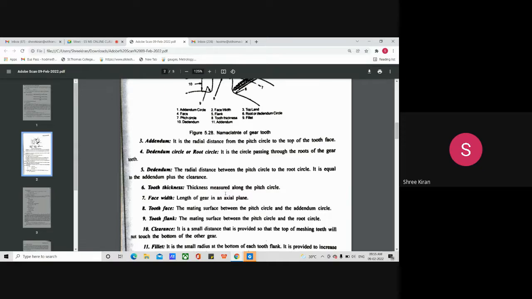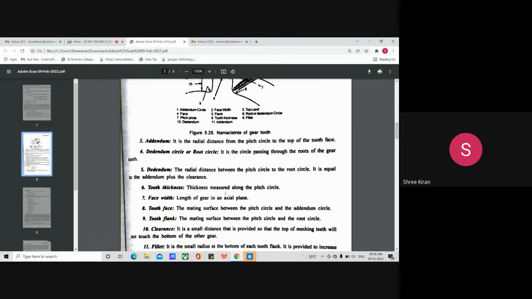Then comes the face width. Face width is the length of the gear in an axial plane. In this case, it is always the length of the gear in an axial plane. That is what we mean by face width.